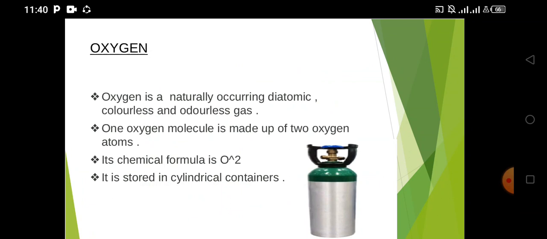To kickstart my presentation, I'll start by giving you a general overview of what oxygen really is. Oxygen is a naturally occurring diatomic, colorless, and odorless gas. It is made up of two oxygen atoms. Its chemical formula is O2. It is stored in cylindrical containers like the one shown in this slide.